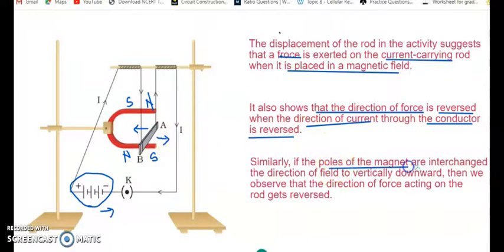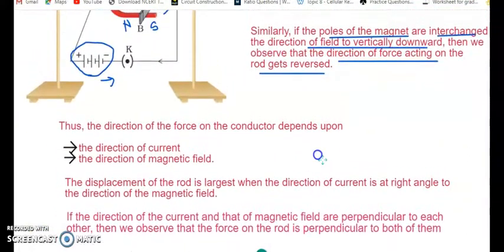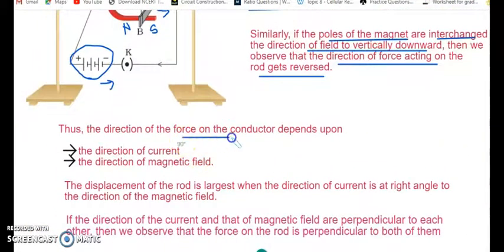Similarly, if the poles of the magnet are interchanged, then the direction of the field will be reversed. Initially it was from north to south, which is downwards. Now I'm shifting it vertically up. Then in this case, the direction of the force will also get reversed. So how can we reverse the movement of the rod? By either changing the magnetic field direction or by changing the current. Therefore, can we say that the direction of the force applied on the conductor depends on two things: in which direction the current is flowing and which direction the magnetic field is applied.